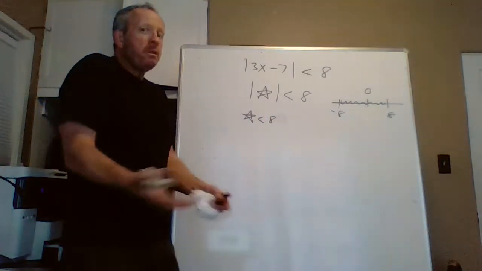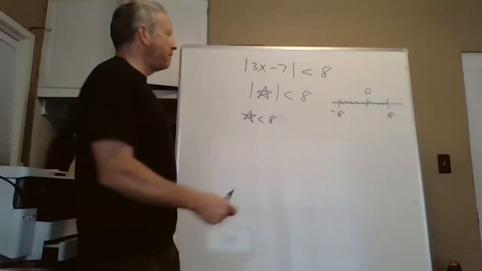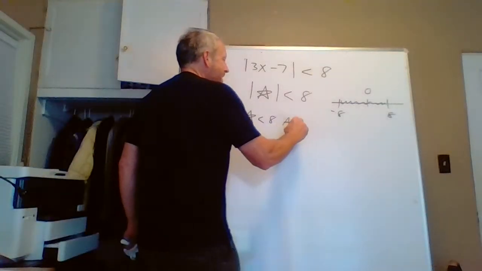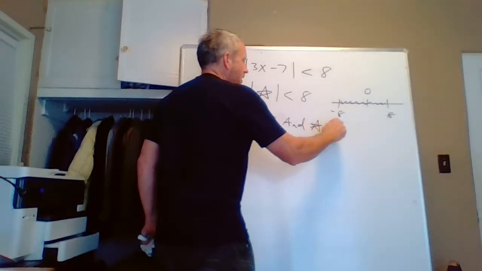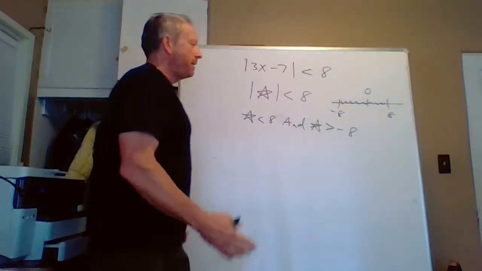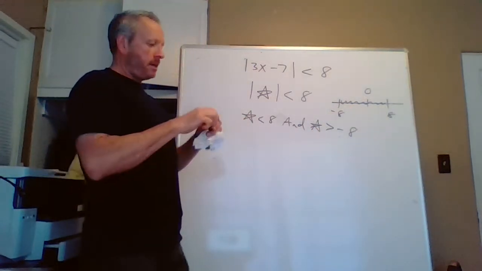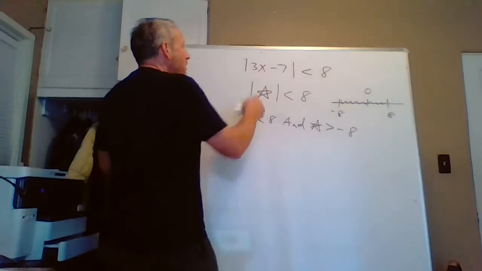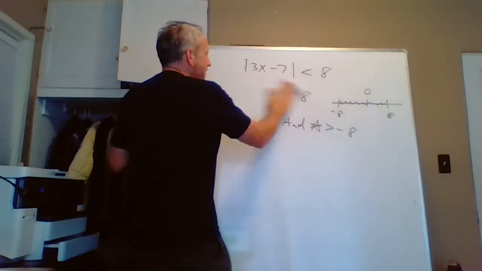good enough. I mean, -1,000,000 is less than 8, but you can't be -1,000,000. So star is less than 8, and star is greater than -8. We have to have both of those conditions met at the same time. Let's go ahead and apply that to this problem up here.